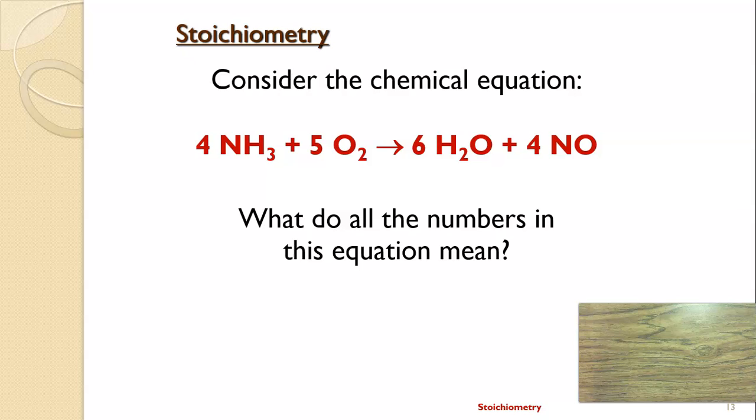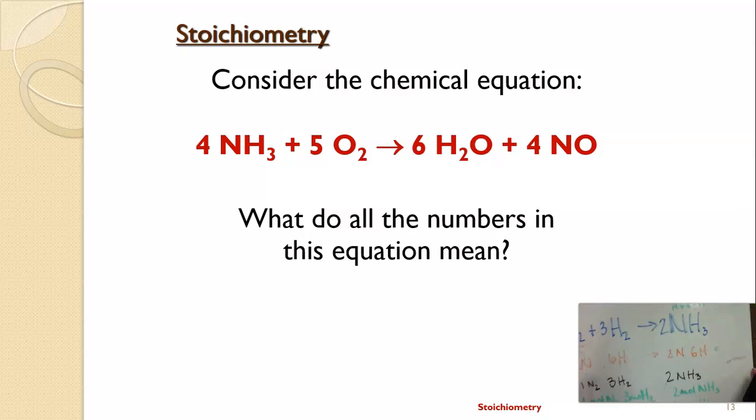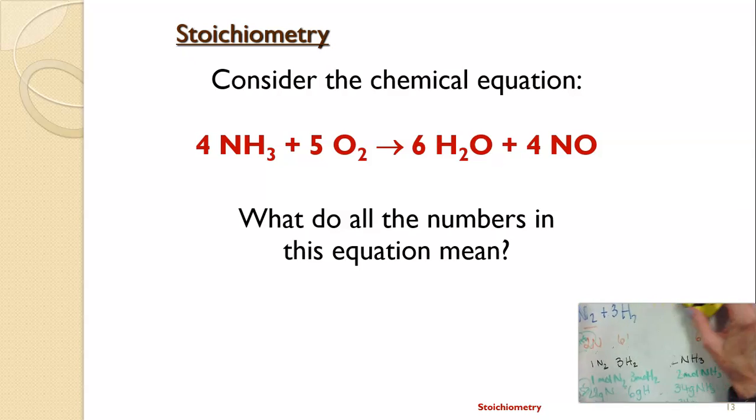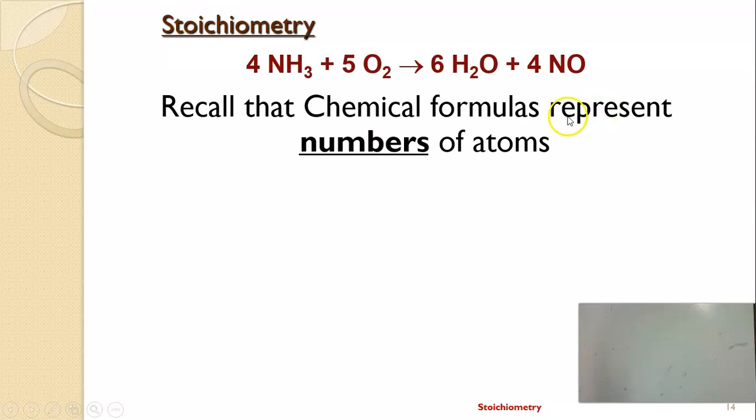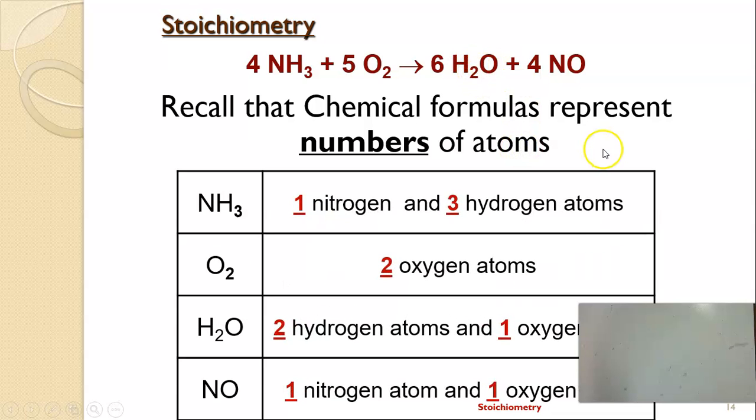4NH3 plus 5O2 yields 6 waters and 4 nitrogen monoxide. What do all these numbers mean? These numbers are the number of moles of each thing. 4 moles of ammonia, 5 moles of oxygen, 6 moles of water, 4 moles of nitrogen monoxide. Recall that chemical formulas represent numbers of atoms. So that means 1 nitrogen, 3 hydrogens, 2 oxygens, 2 hydrogens, 1 oxygen, etc. Those are the number of atoms of each one. Look here for NO: 1 nitrogen, 1 oxygen.